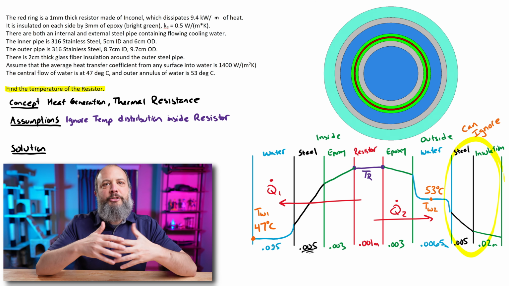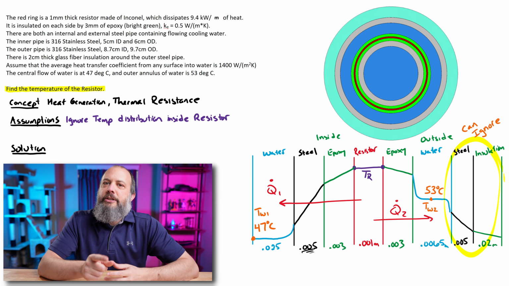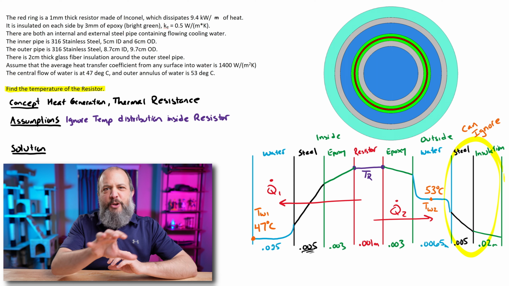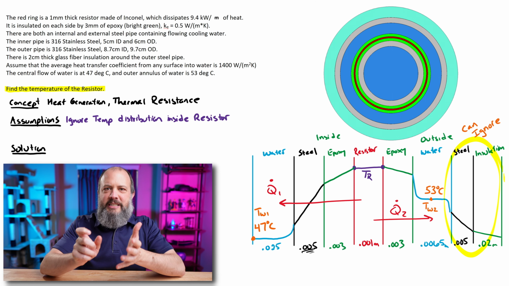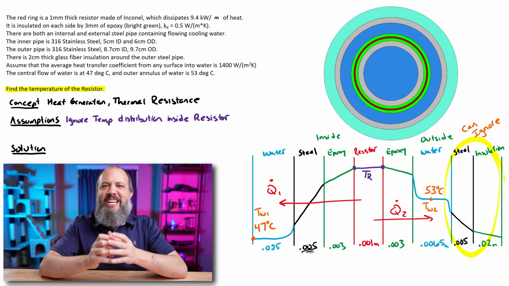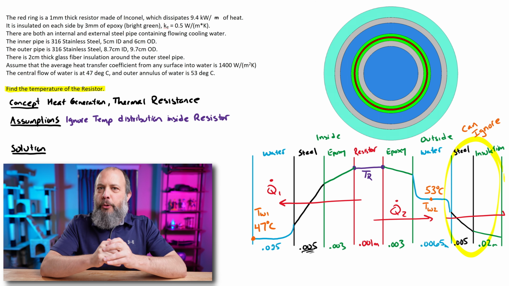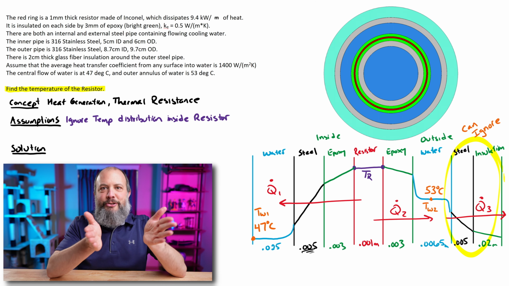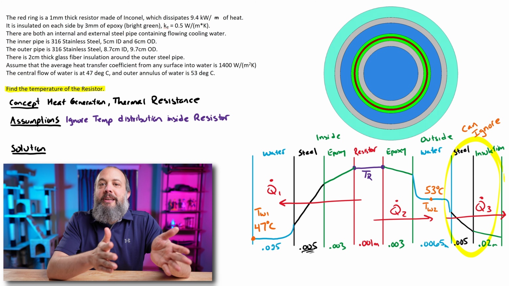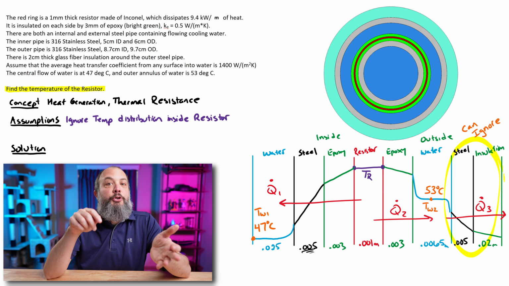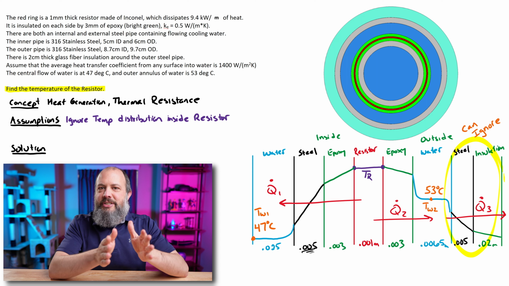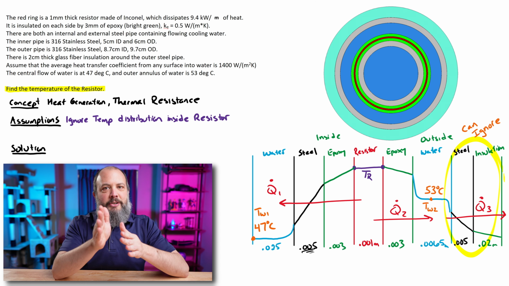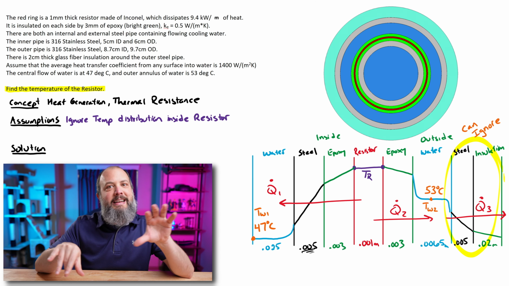So when using an electrical circuit analogy technique for heat transfer, your V equals I times R, the voltage, is just going to be change in temperature. So you're only interested in the resistances between two known temperatures, or in this case, a temperature I'm trying to find. So I'm interested in Q from the resistor to the water, both on the inside and the outside.